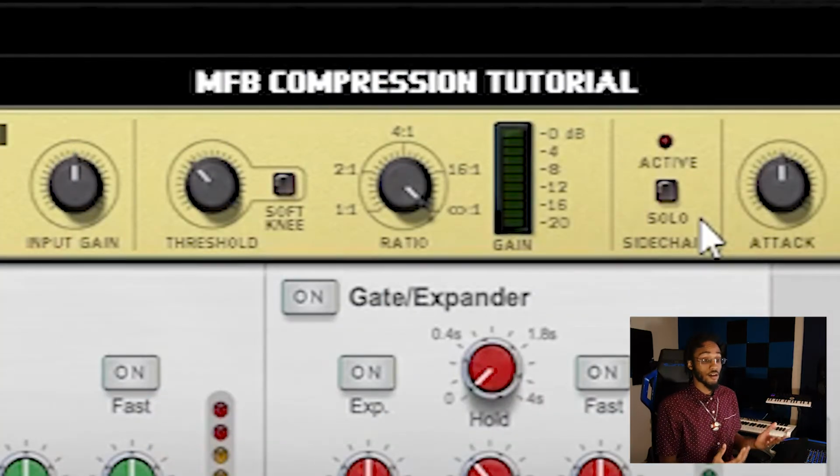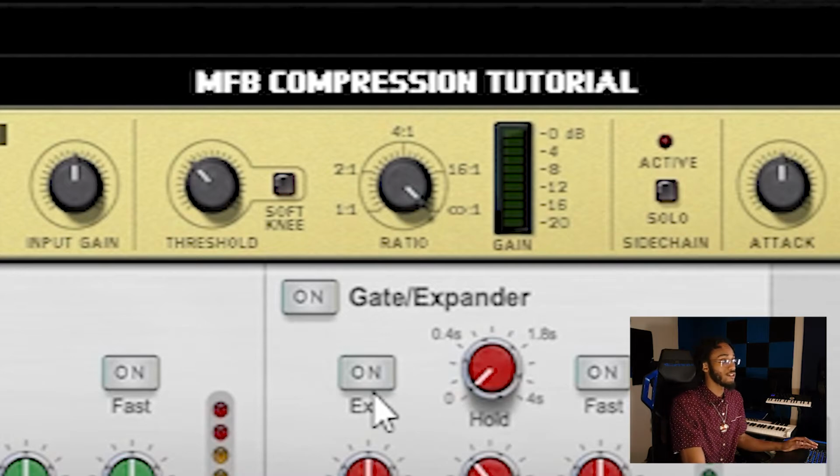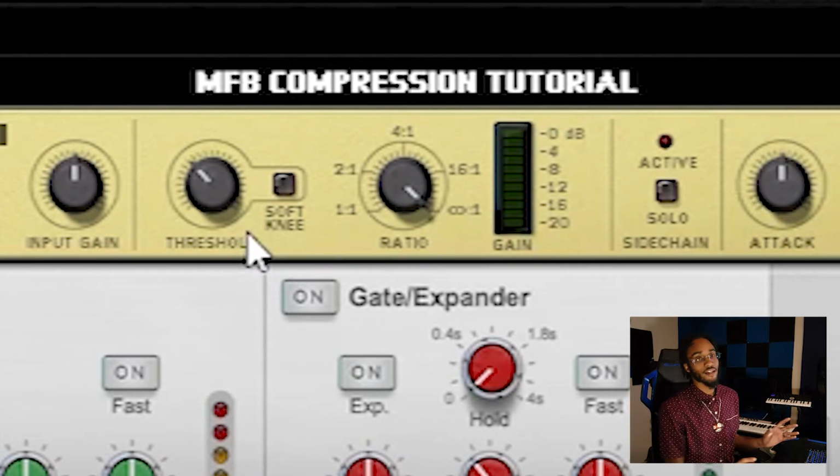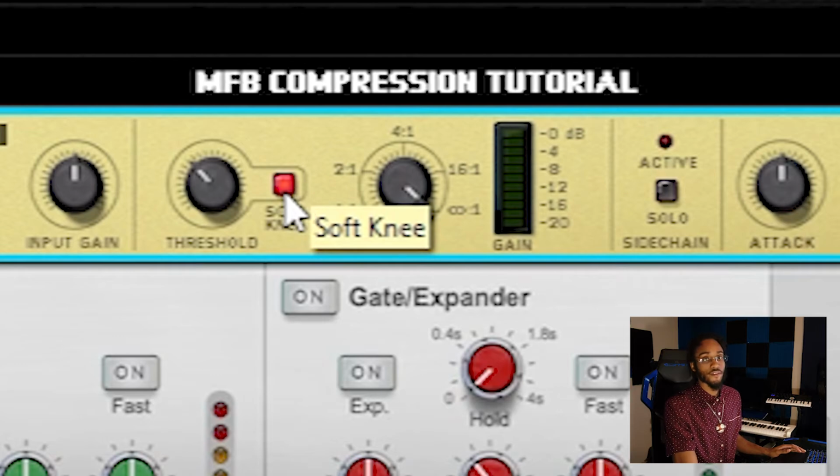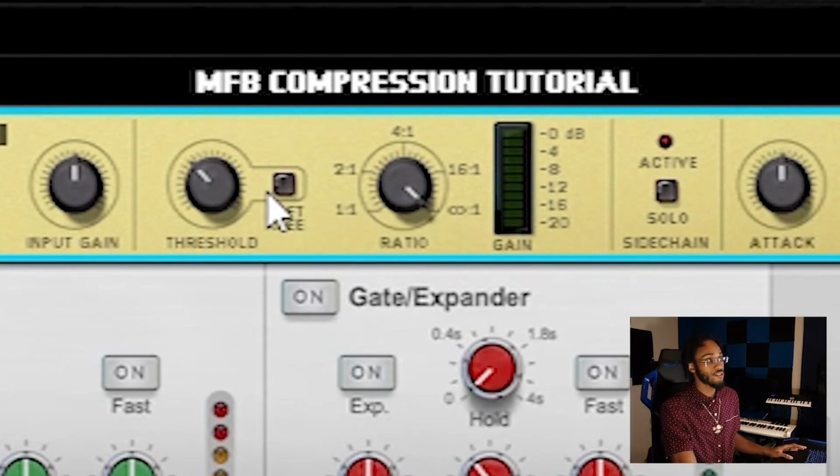So now, let's talk about the next part. The one thing that I don't want to skip over, but that you're not going to have on every single compression plugin, because some of them do it automatically and some of them don't, is this right here, the soft knee. So when we have this turned off, technically it's called a hard knee, but when we turn it on, it's called a soft knee.